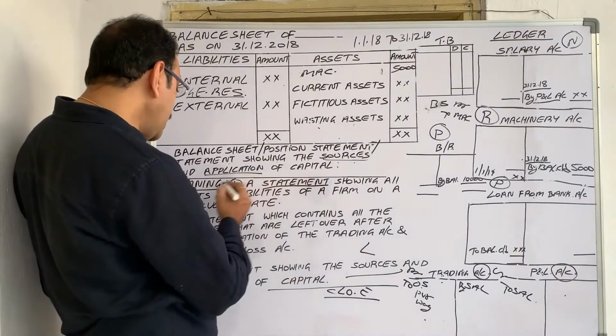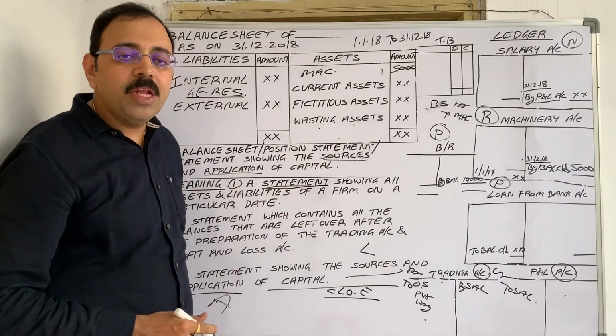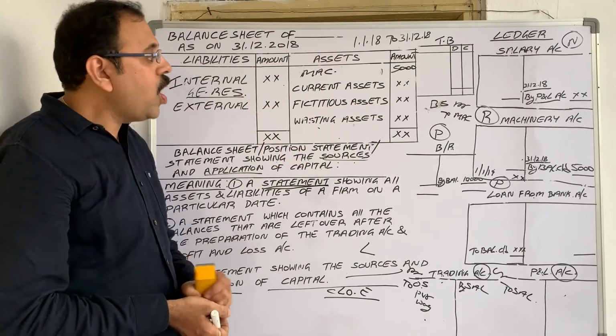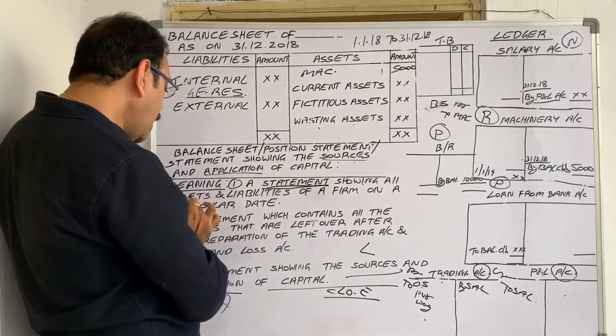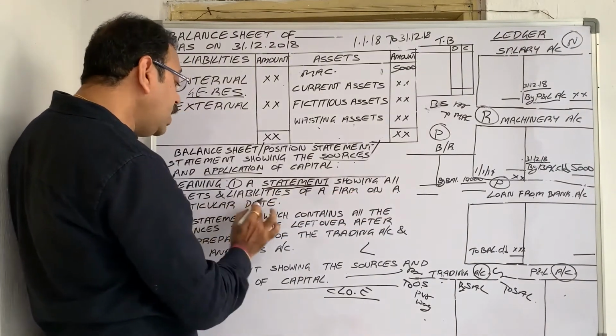So, the balance sheet is only a statement. Statement means what? A report. Clear? On a particular date. A statement showing all assets and liabilities of a firm on a particular date.